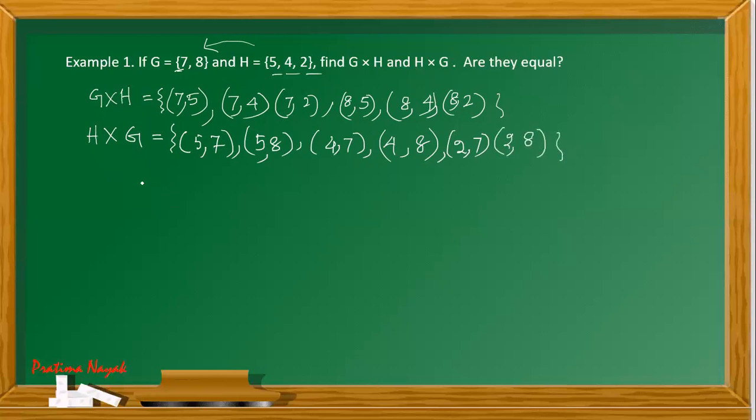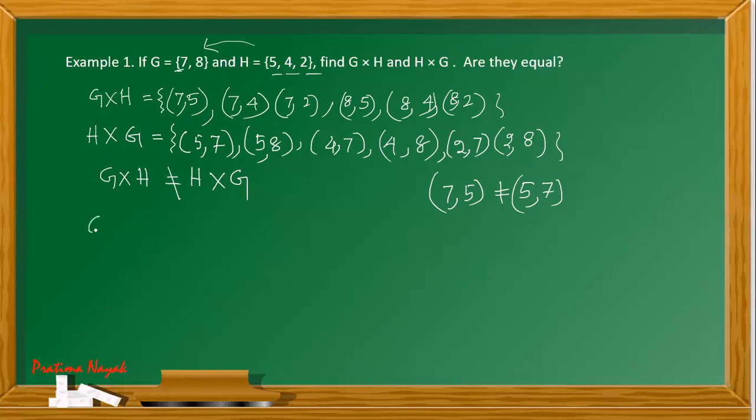Now the question is, is G cross H equal to H cross G? No, they are not equal, because if we see the coordinate plane, (7, 5) is not equal to (5, 7). So they are not equal. So we can say the Cartesian product is not commutative. But they have the same number of ordered pairs.